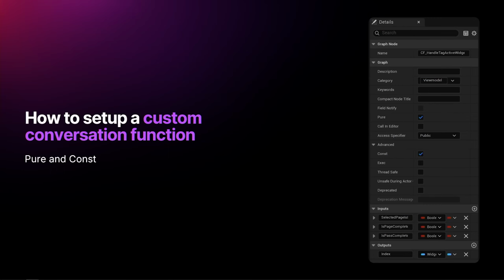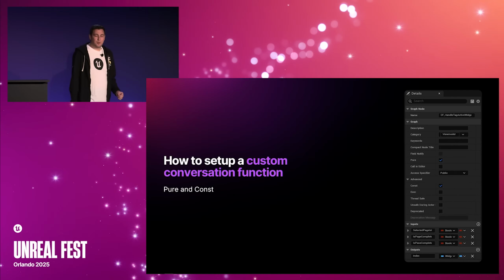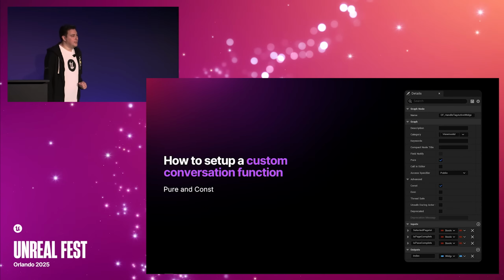All right, so now you want to create your own custom conversion function. The first step to do that is to set the function detail properties correctly. So you're going to want to set up the inputs that you need and one output. Then the most important part is to check the checkboxes for pure and const. By checking these options, you're creating sort of like a contract that you're not going to alter the state of the widget in this function.